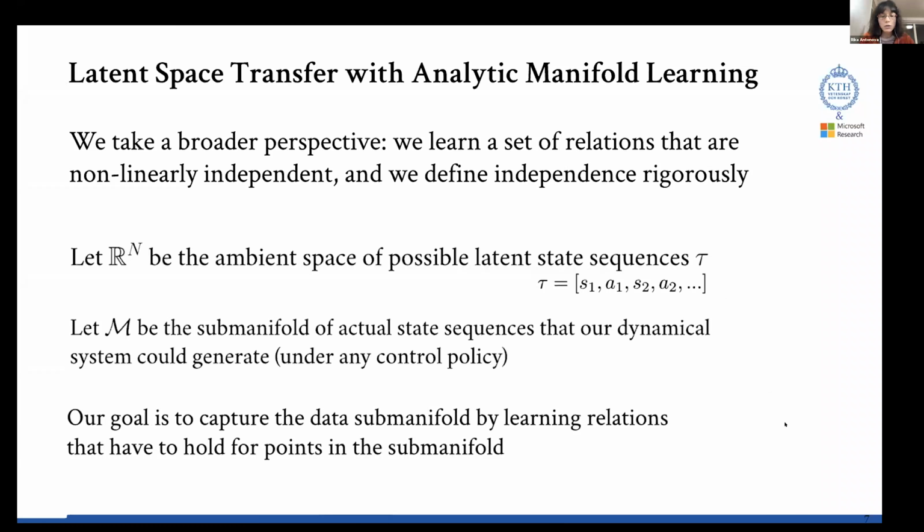And our goal is to capture this whole thing, which we call the latent data submanifold, by learning the relations that have to hold for the points in the submanifold. In this particular case, the relations between all these different states and actions in the sequences.